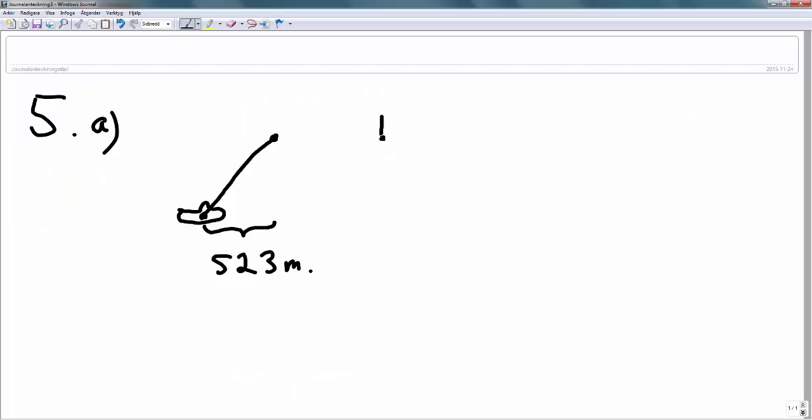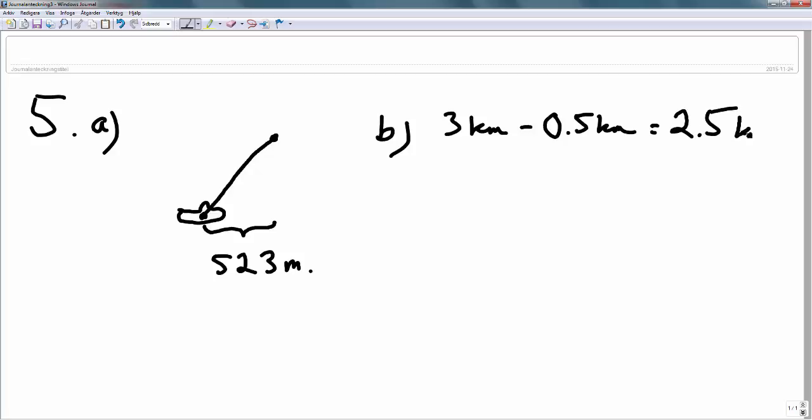So B question, 3 kilometers minus 0.5 kilometers is equal to 2.5 kilometers.